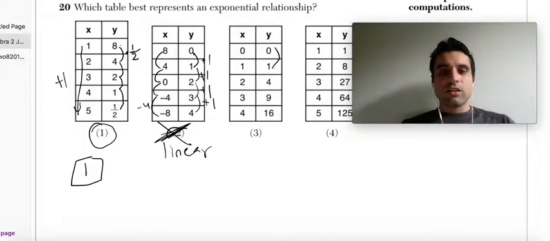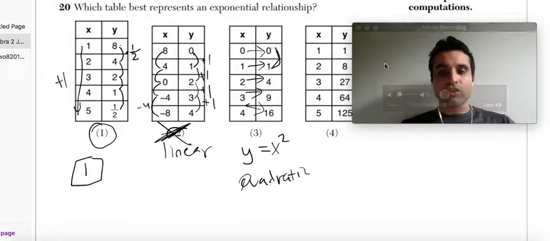This one, if you look, you can't multiply 0 by anything to get 1. But if you look carefully, guys, it doesn't have a common difference. 0 squared is 0. 1 squared is 1. 2 squared is 4. 3 squared is 9. 4 squared is 16. So this is just quadratic, where y equals x squared. It's quadratic, just the parent basic quadratic function.